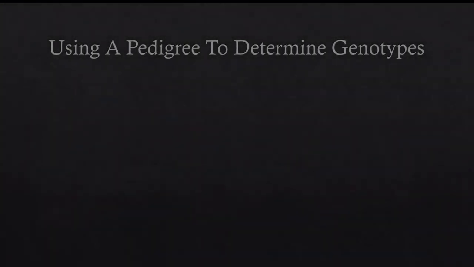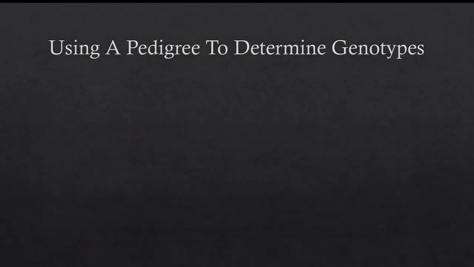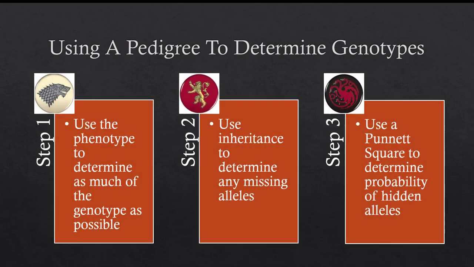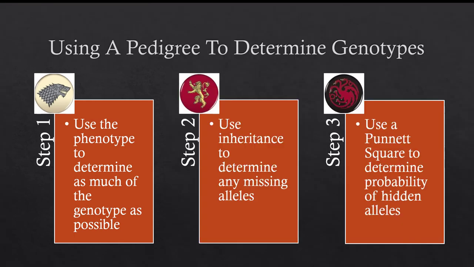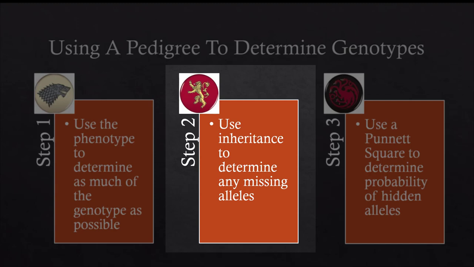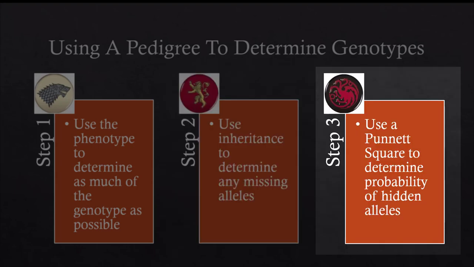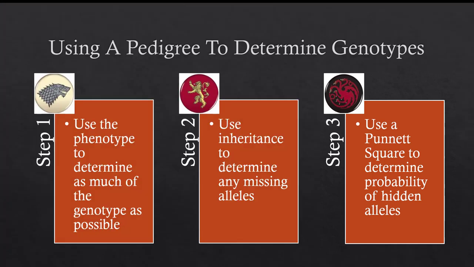And now a quick review of pedigree stuff that you have read about in your textbook. To solve a pedigree, step 1, you have to use the phenotype shown to determine as much of the genotypes as possible. Step 2, after doing that, you're going to use the inheritance as alleles are passed from parents to offspring to help determine any missing alleles from the pedigree. Step 3, sometimes you can't determine all of the alleles, so you might have to use a Punnett square to determine probability of any alleles that remain hidden.